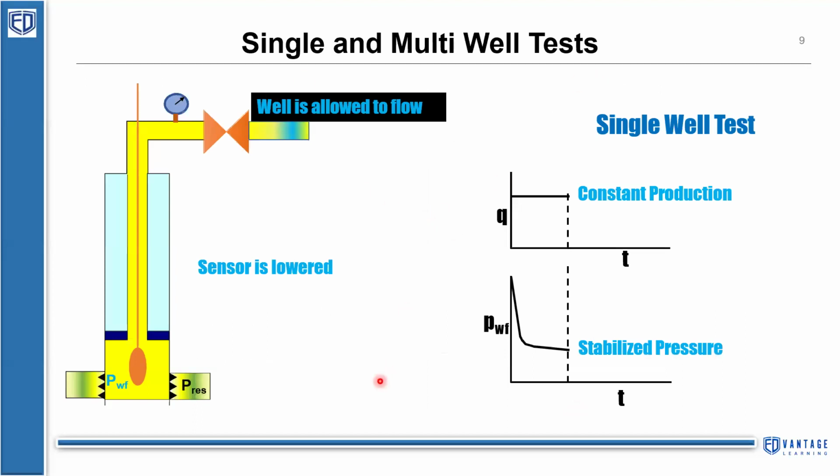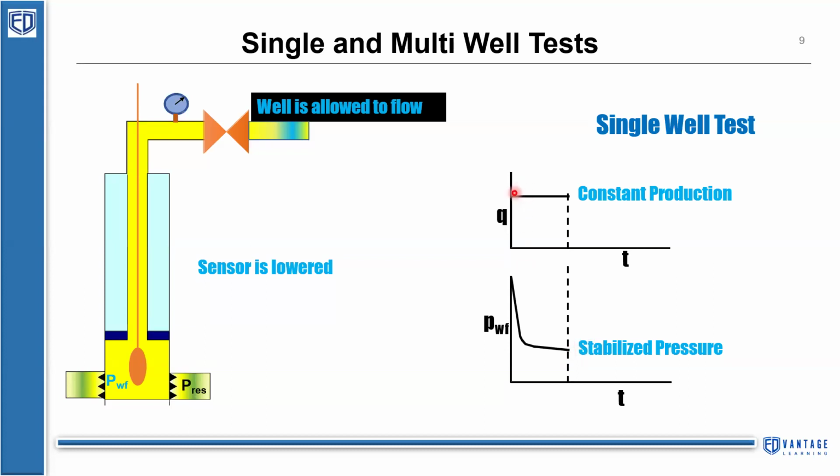There are some pictorial representations for you to understand what we actually do and what we monitor through plots. Broadly considering a single well test, we lower the sensor, that is the memory gauge, the pressure gauge, and the well is allowed to flow. If you look at the Q versus T profile, the flow rate versus time profile, the production rate is constant, and the pressure is declining continuously, and it stabilizes at a point. We generally perform this test for more than 8 hours to look at the pressure stabilization, and then we shut in the well for further testing, maybe for a build-up test.